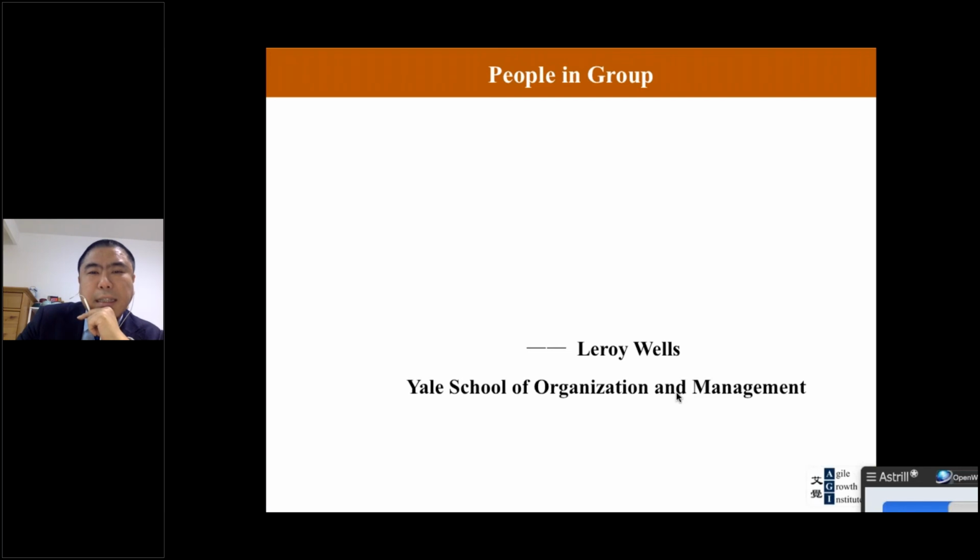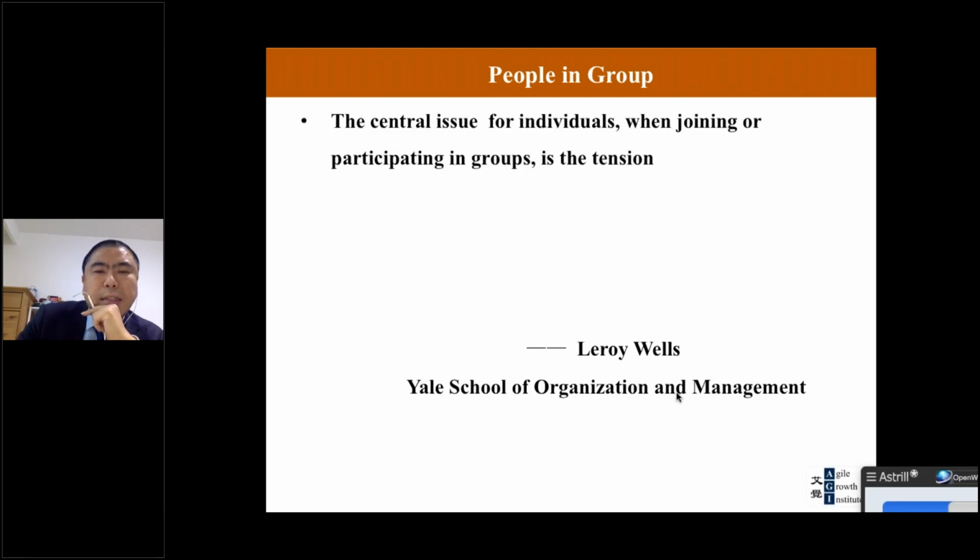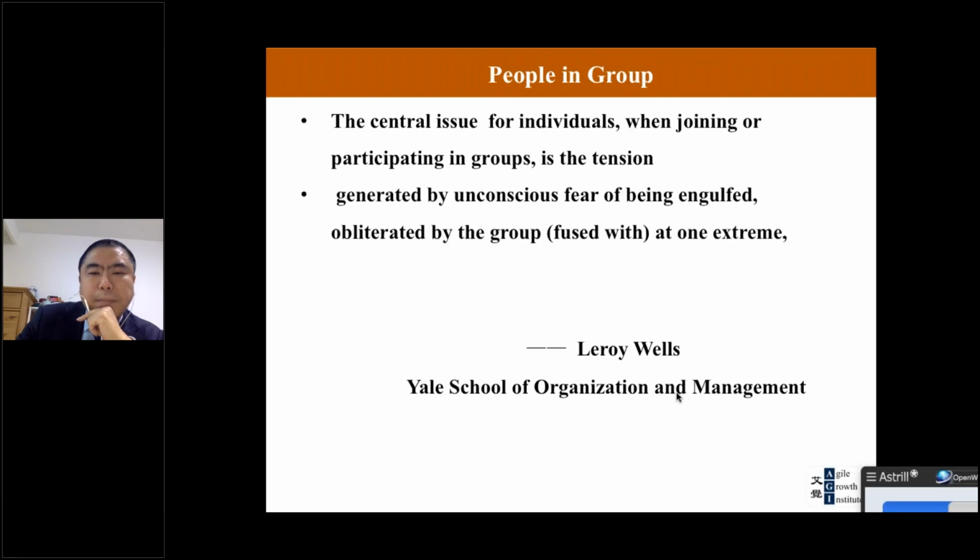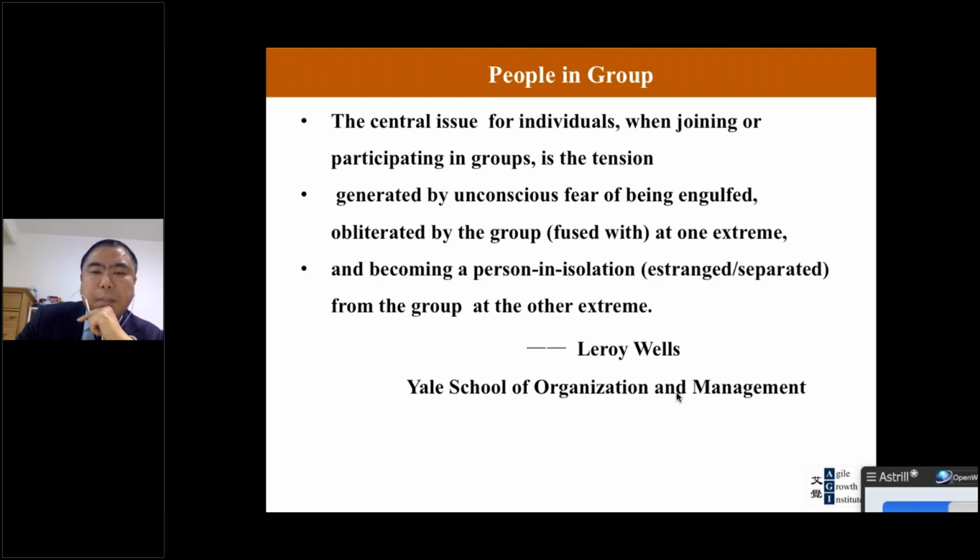It is quite the same situation when a person is put into a group. Wells mentions that the central issue for individuals when joining or participating in groups is the tension generated by unconscious fears of being engulfed, obliterated by the group at one extreme, and becoming a person in isolation from the group at the other extreme.